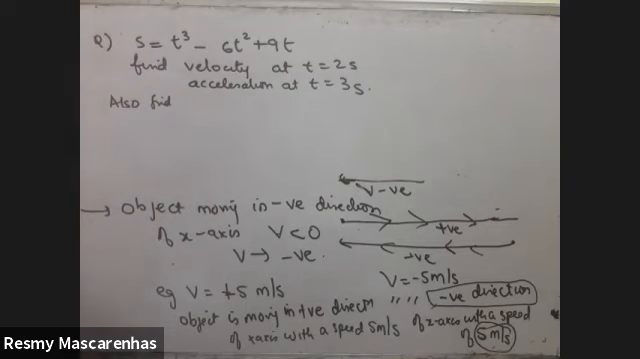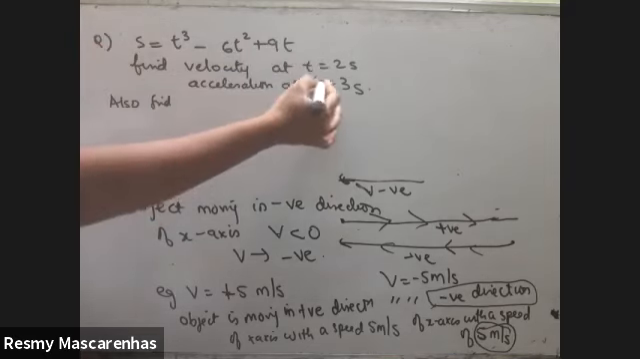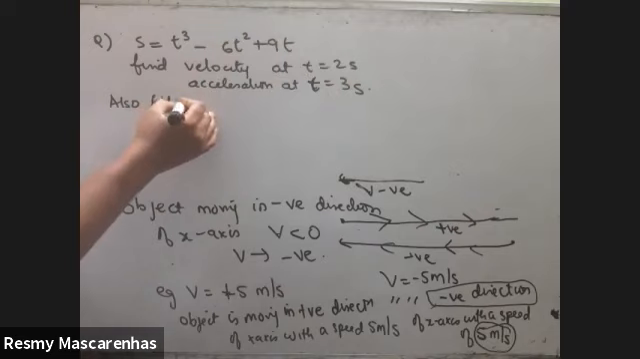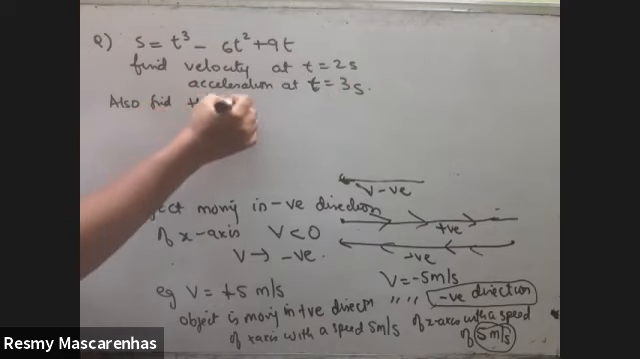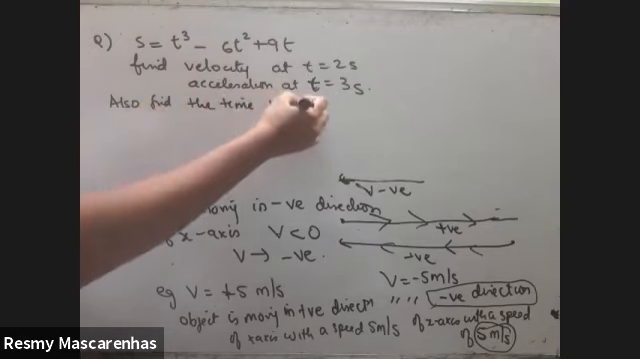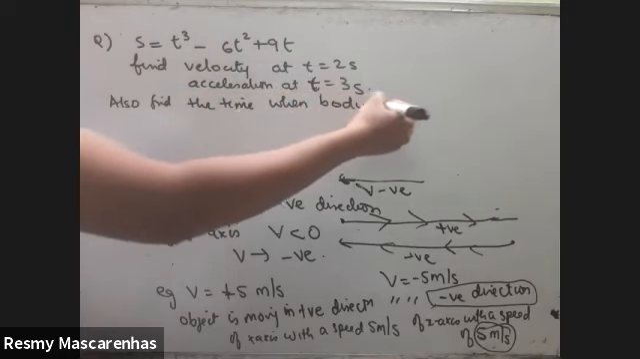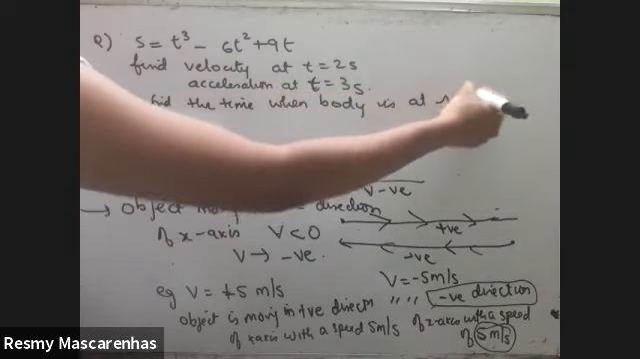Sometimes the mic goes down. So velocity at t equals 2 seconds. This is already seen on the board, so just write. Also find the time when the body is at rest.